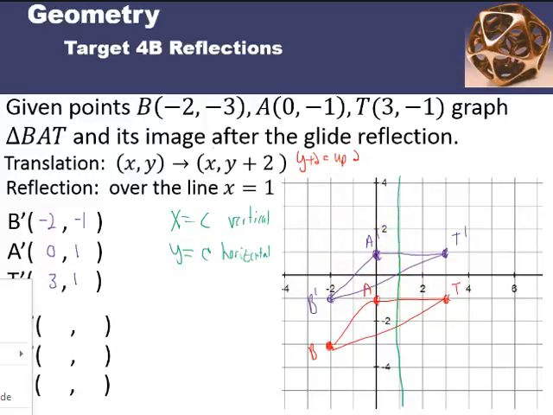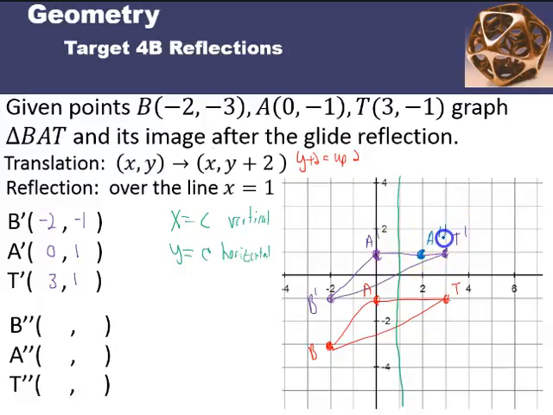So let me get another color. I'll do this one in blue. Okay, so how far away from the green line is A prime? It's 1 to the left, so I'm going to go 1 to the right. So right here is A double prime.